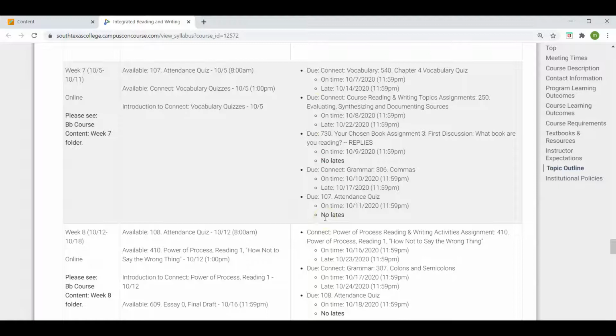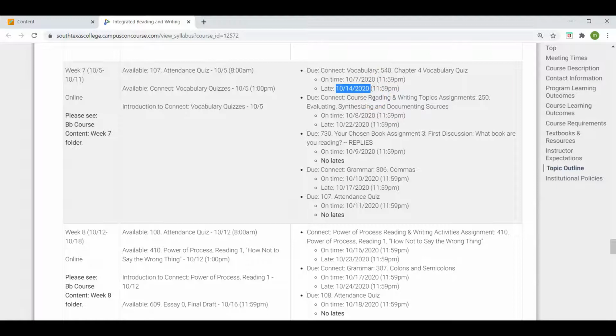And one of those things that is due, so I can focus now and not talk about other things, is the chapter 4 vocabulary quiz on time 2 days from now. That would be Wednesday the 7th, or late up until Wednesday the 14th. If I'm not mistaken, I think that it will be a Wednesday. Both times it would be 11:59 p.m. to submit it. All right.